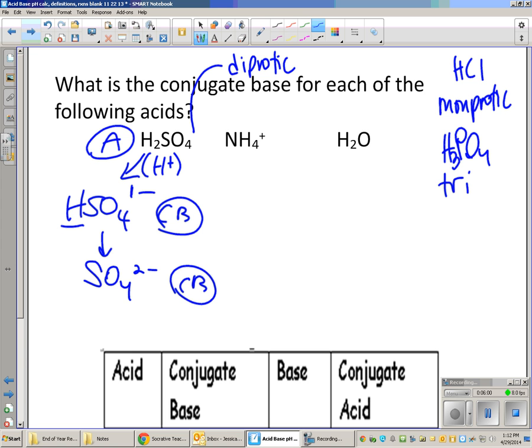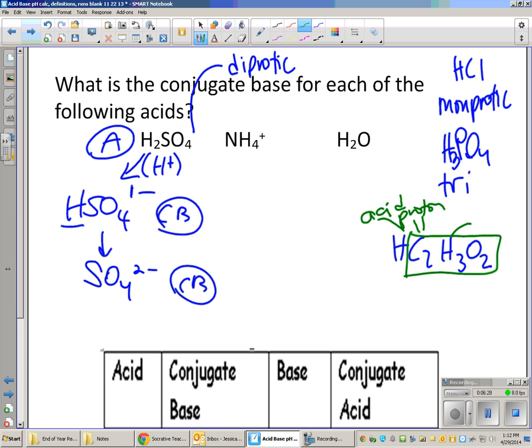Okay, those hydrogens don't get to just be anywhere though. So for example, I'm going to go back to this example in a second, but HC2H3O2. You see 4 H's in it, right? That is not a tetraprotic acid. It's only a monoprotic acid. That's because this whole anion stays together like glue. It does not dissociate. It doesn't break apart. Those H's right there are normal H's. This is the acidic proton, or acidic H. So if that's the acidic H, that's the only one that's popping off.